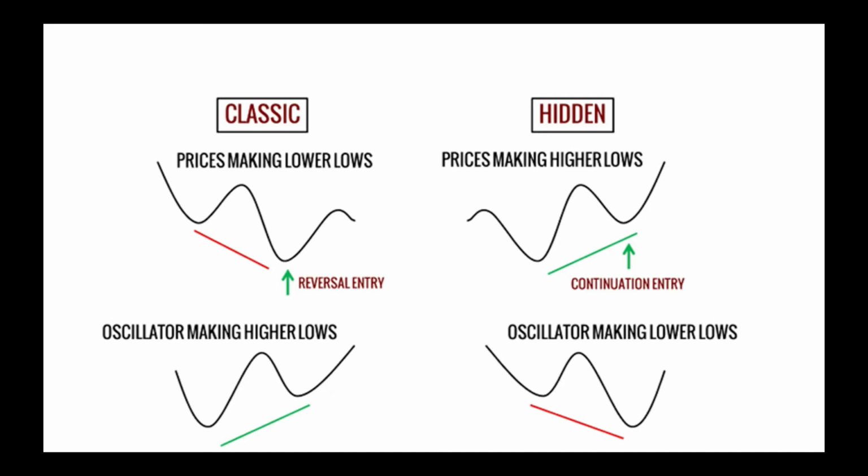Look at this picture. As you can see, price is making lower lows and the oscillator is making higher lows. It's a classic, regular divergence, and we are prepared to enter a buy trade here. We have another buy trade, but this time on the right side of the picture we have a hidden divergence. In this example, the price is making higher lows on the chart and the oscillator is making lower lows. In this situation, we have a buy trade again.